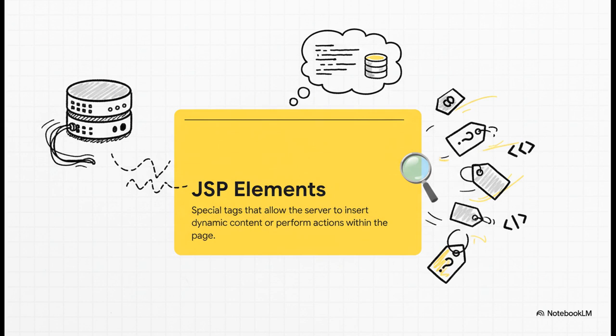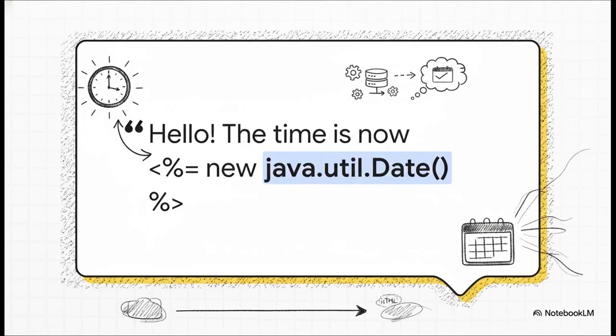It knows it has to do something dynamic, like run some code or fetch from data, before it sends the final page out to the user. Here is a classic, super simple example. Everything you see is static HTML, except for that little piece inside the special tags.